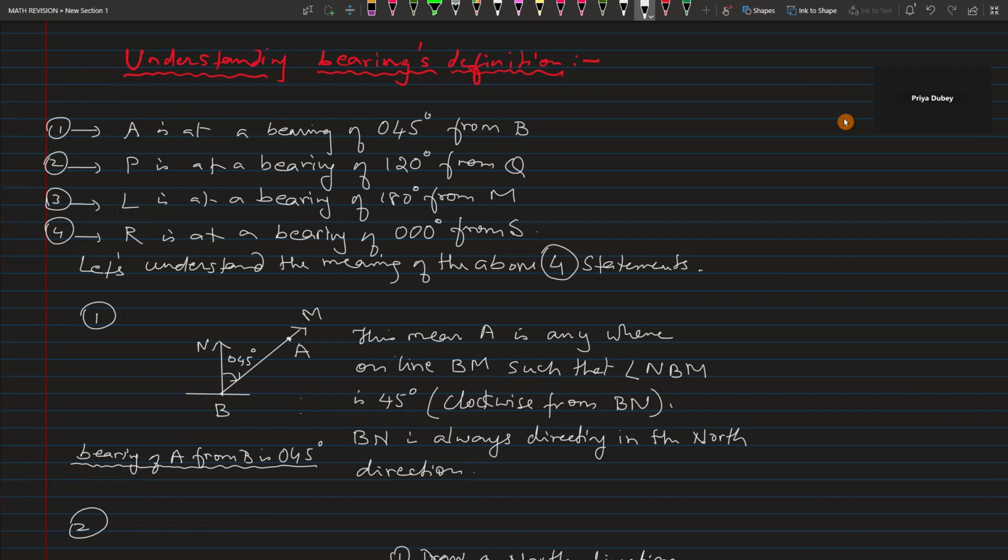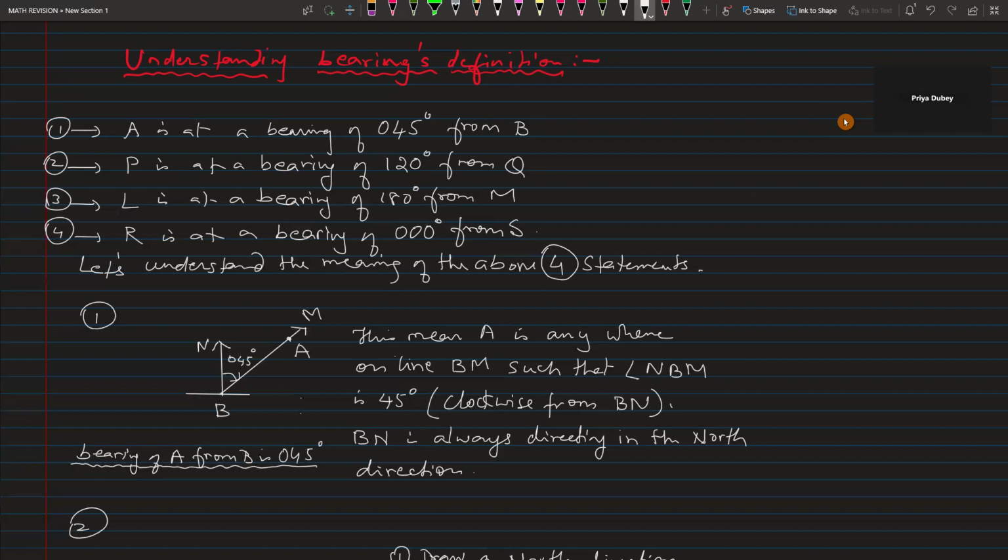Statement number one is A is at a bearing of 045 degrees from B. Second statement is P is at a bearing of 120 degrees from Q. Third statement is L is at a bearing of 180 degrees from M. And the fourth statement is R is at a bearing of 000 from S. Now, let us try to understand the meaning of these four statements. One by one, we are going to deal with the statements, and then we will understand the meaning and the definition of bearings.